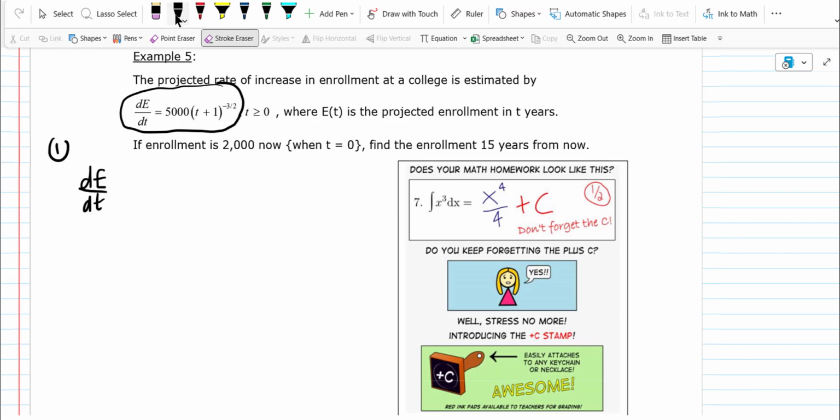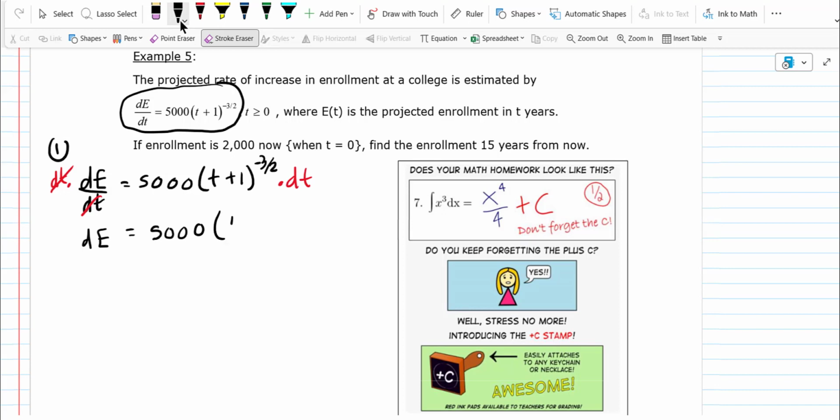So we have dE over dt equals 5,000 times (t plus 1) to the negative 3 halves. Just like the last problem I did, the first thing you ought to do is get rid of the dt: multiply both sides by dt, and now you have dE equals 5,000 times (t plus 1) to the negative 3 halves times dt. So that's how you start the problem.